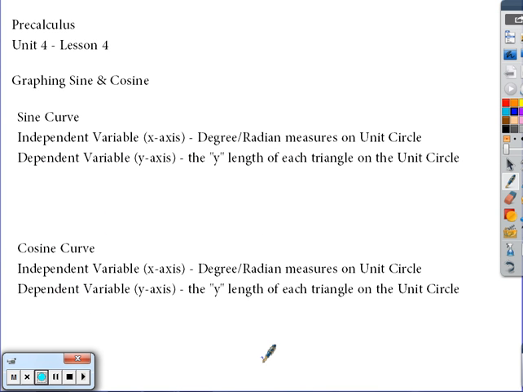Graphing sine and cosine. So the sine curve, the independent variable is the x-axis. That could be degrees or radians on the unit circle. The dependent variable is the y-axis. The y will be the length of each triangle on the unit circle, the y length.